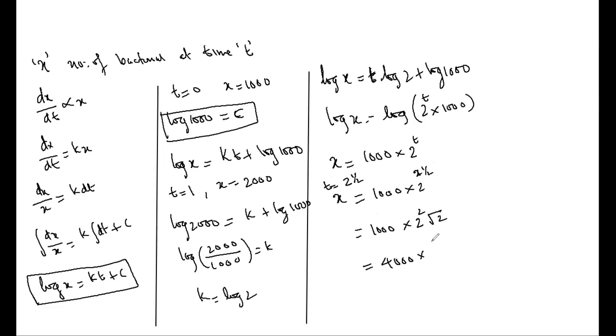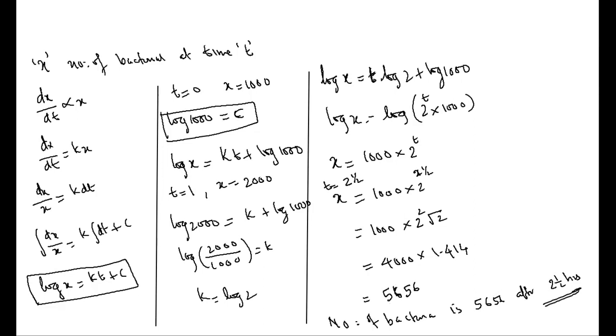Root 2's value they have given us as 1.414. So when you multiply this, you will get 5656. Since it's a number of bacteria, you don't have to take the decimal part. So x will be 5656. So the number of bacteria is 5656 after 2.5 hours. So this will be your answer for this problem.